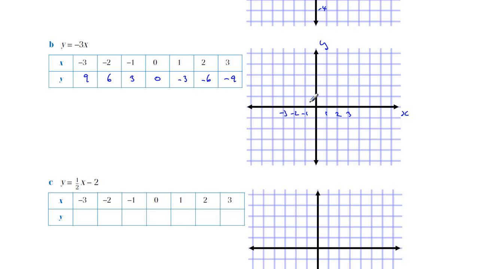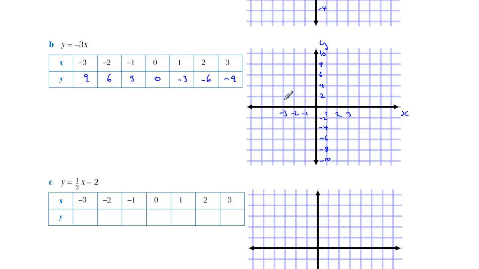All right, so if we're going to go up to 9, probably best if we make each one of these squares 2, because that would be 2, 4, 6, 8, and that would allow us to fit in 9. And we also go down to -9, so we'd have to go down -2, -4, -6, -8, and -10. Right, so we'll plot these points again. I'll use green colour to plot the points.